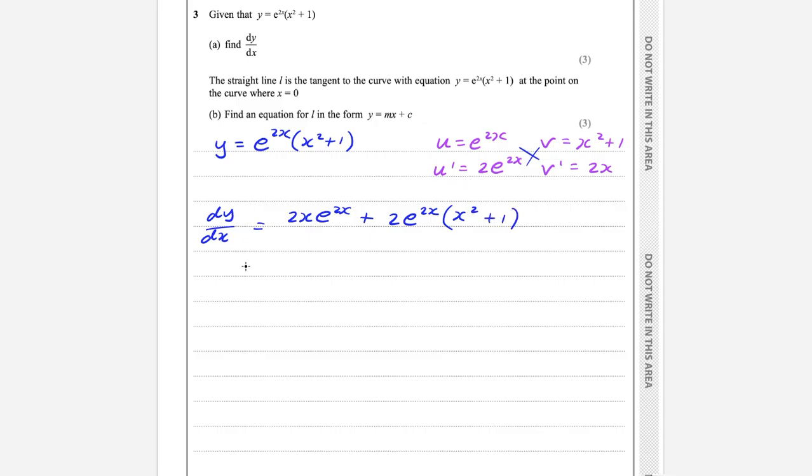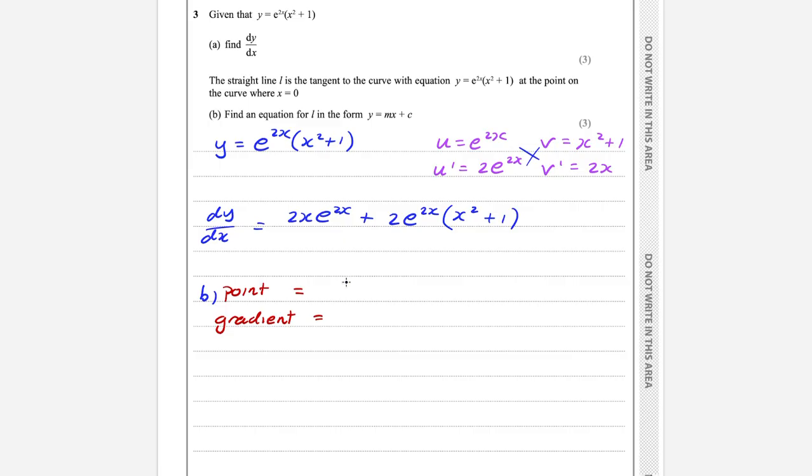Easy. Okay, part b. The straight line L is the tangent to the curve with this equation at the point when x is 0. Find the equation in this form. Okay, so this is not bad, guys. We need a point. We need a point. And we need a gradient. Okay, so the point, guys, we get from subbing.